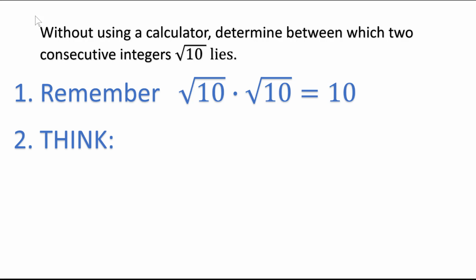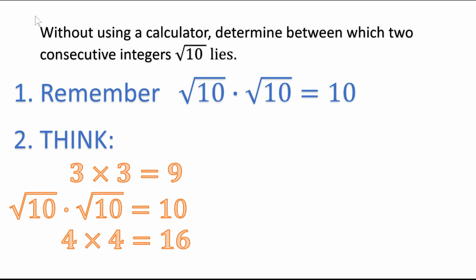All right, then think. 3 times 3 is 9. So the square root of 9 is 3. 4 times 4 is 16. So square root of 16 is 4. So the square root of 10 has to be between those two things, because square root of 10 times square root of 10 is 10, and 10 is between 9 and 16. So the square root of 10 must be somewhere between 3 and 4. So that is the two consecutive integers between which the square root of 10 lies.